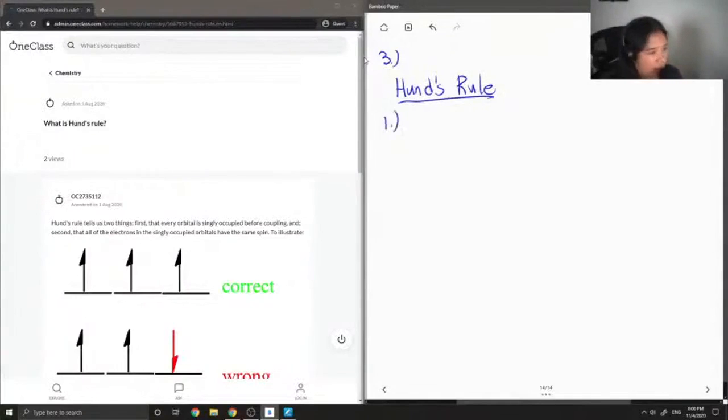The first one is that every orbital in a sublevel is singly occupied before any orbital is doubly occupied.